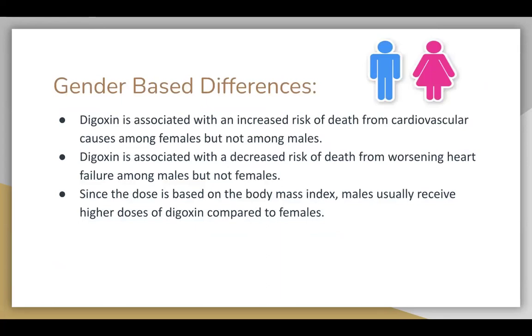Gender-based differences. Digoxin is associated with an increased risk of death from cardiovascular causes among females, but not among males. Digoxin is associated with a decreased risk of death from worsening heart failure among males, but not females. Since the dose is based on the body mass index, males usually receive higher doses of digoxin compared to females.